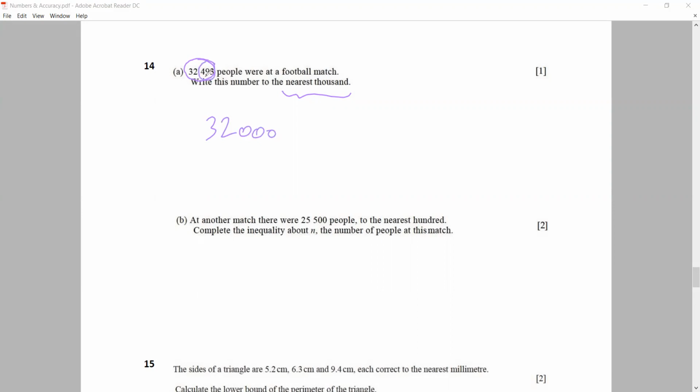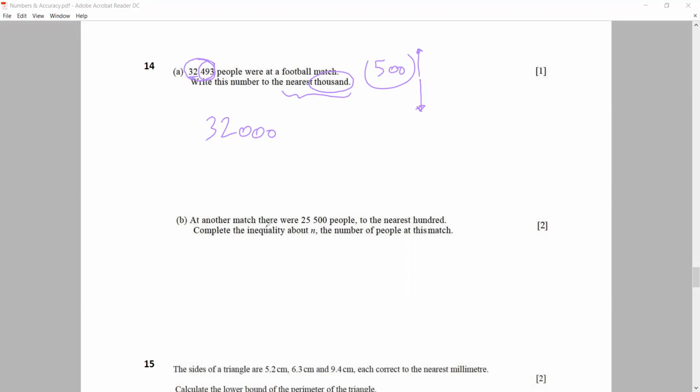493, that is less than 500. So when they say nearest 1,000, divided by 2, same procedure, 500. If it's 500 or more than 500, you move on to the next 1,000. If it's less than that, you go back to the previous 1,000. So 32,000 is basically the nearest one.